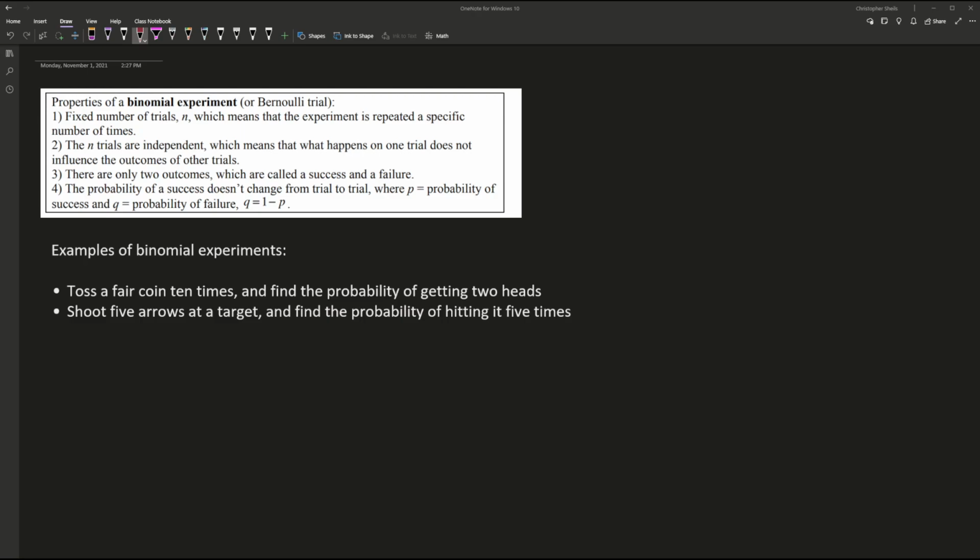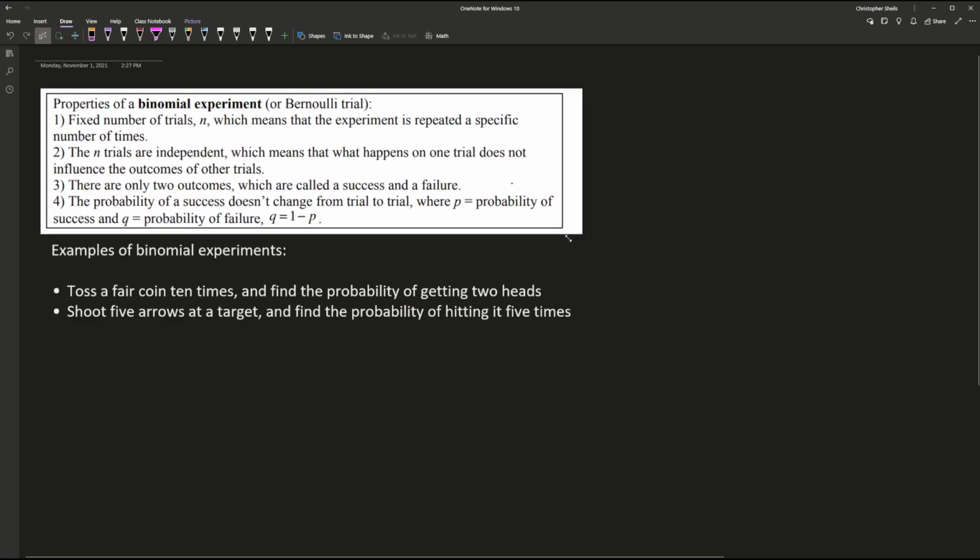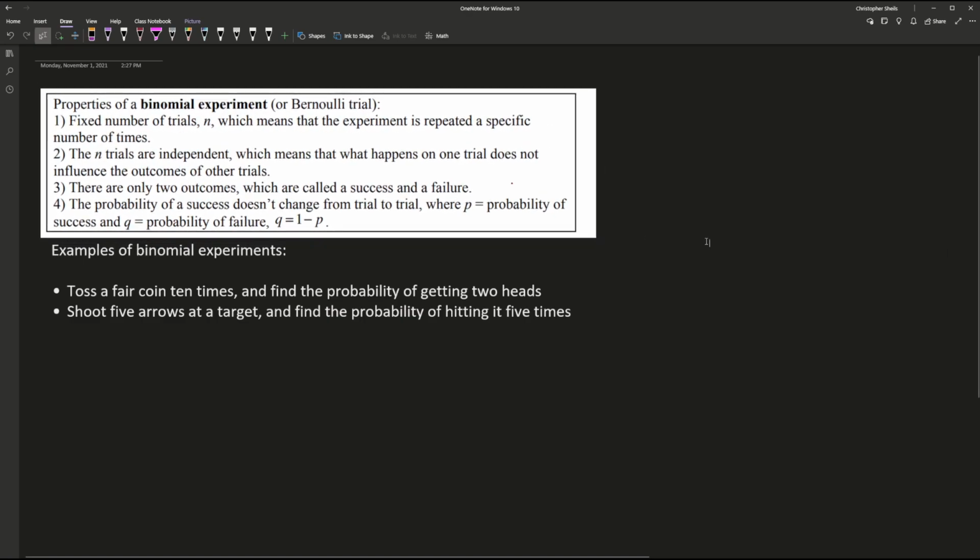One of these is called a binomial experiment, or a Bernoulli trial. The Bernoulli family historically was very interesting. Entire family of prestigious mathematicians.